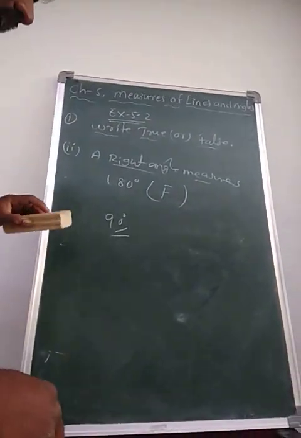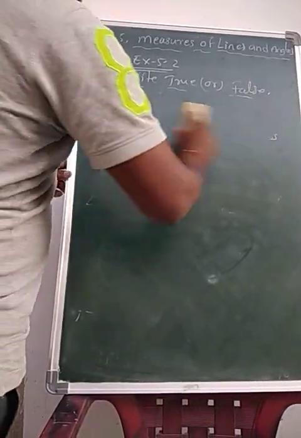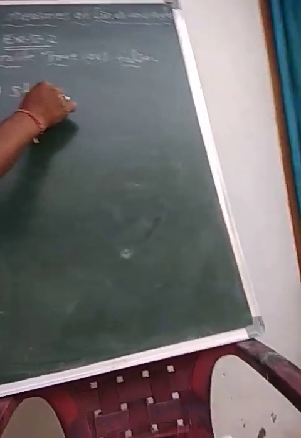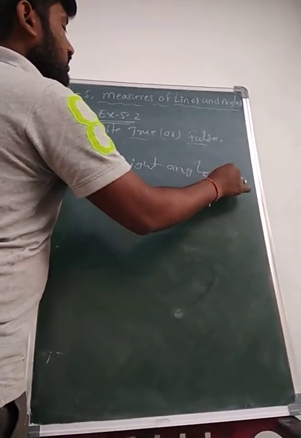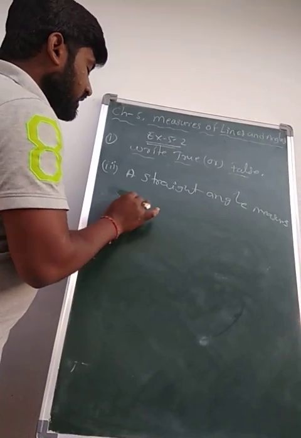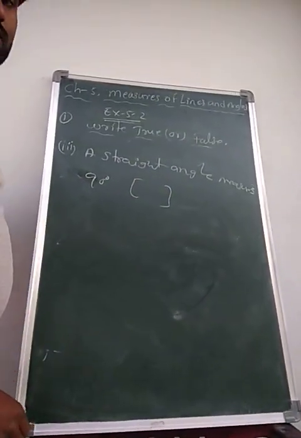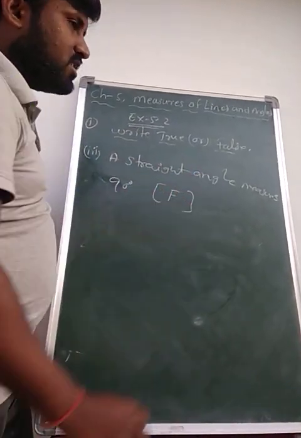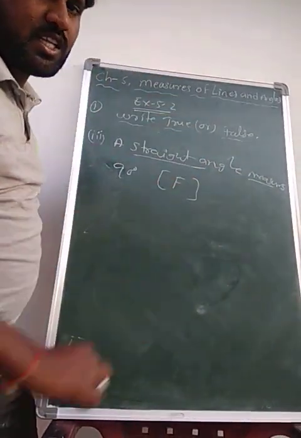Okay, next, the third one: a straight angle measures 90 degrees. Is this a false statement or true statement? Yes, it is absolutely wrong. False statement, because a straight angle measures exactly 180 degrees. Okay.